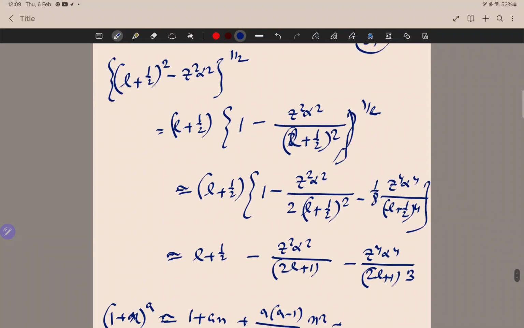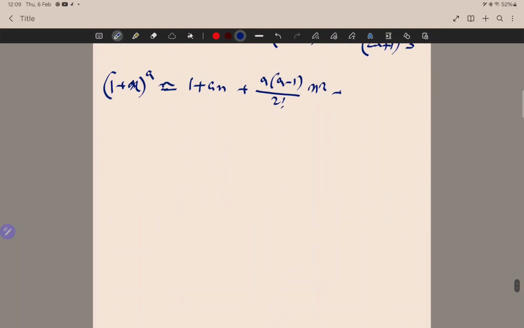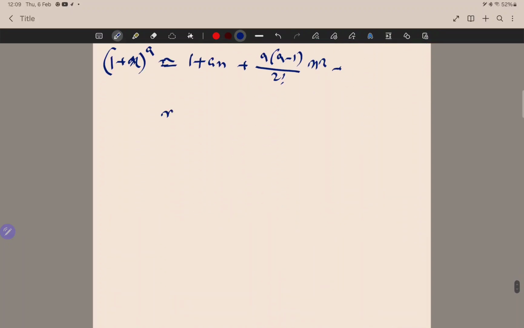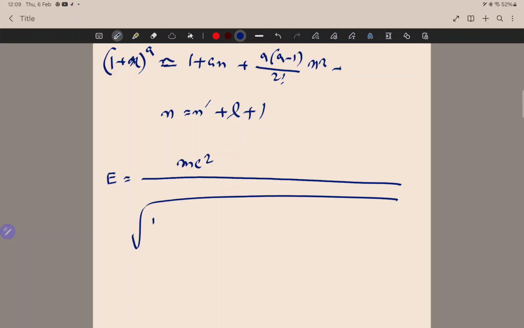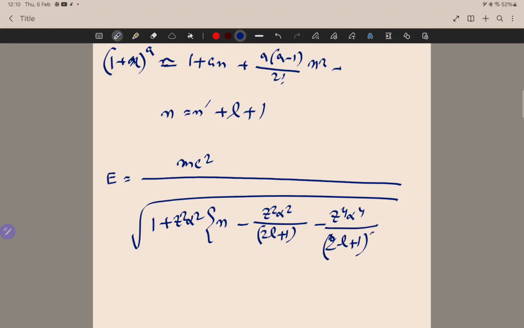So this equation can be written as, n equal to n' plus L plus 1. So E equal to mc square divided by root under 1 plus z square alpha square divided by (n minus z square alpha square divided by (2L plus 1) minus z to the power 4 alpha to the power 4 divided by (2L plus 1) whole cube) whole square, to the power minus 2.